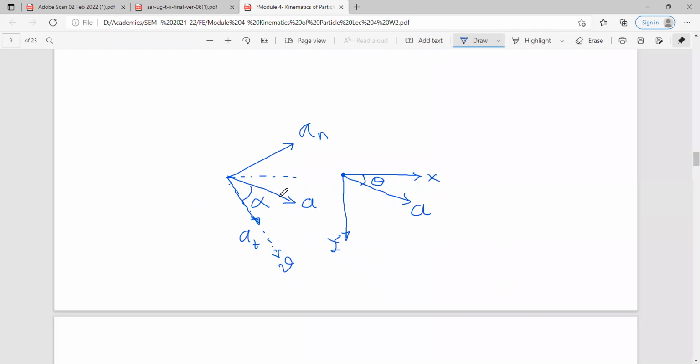In one system we have taken its components in tangential and normal direction, and in another system, the x-y system, along the x axis and along the y axis. So here we have ax, okay, and here ay. Are you getting it? Yes or no?